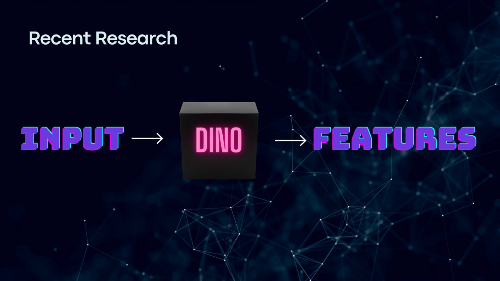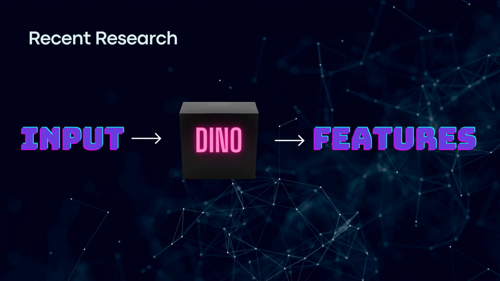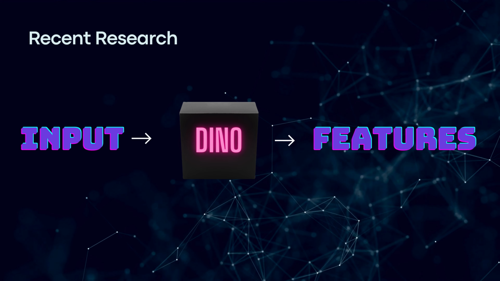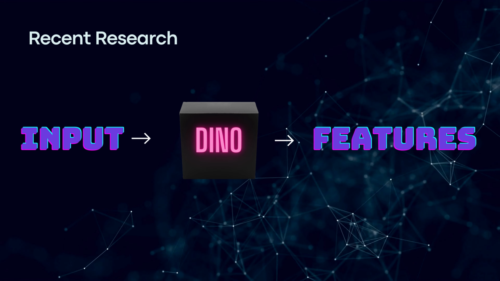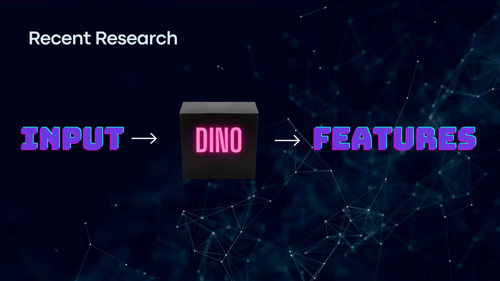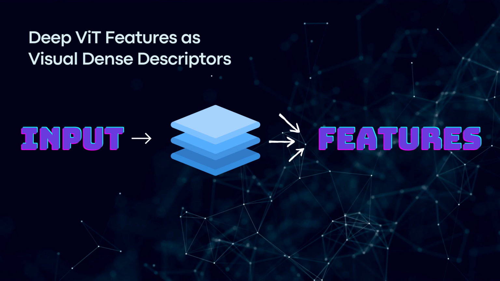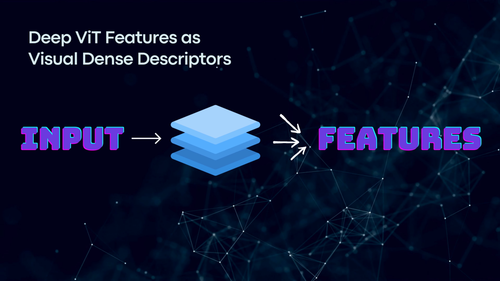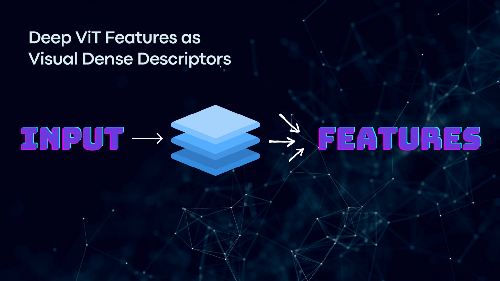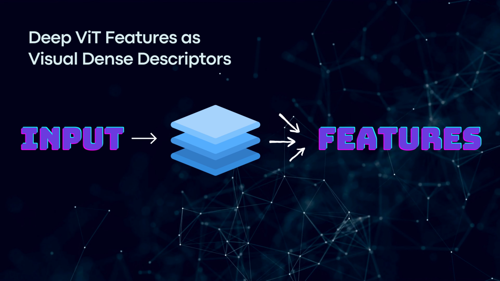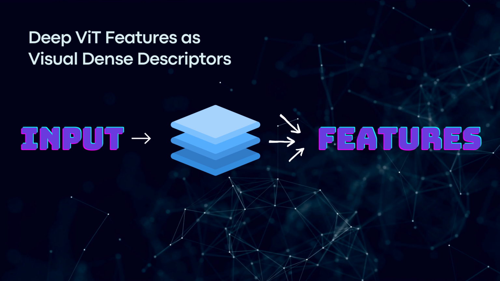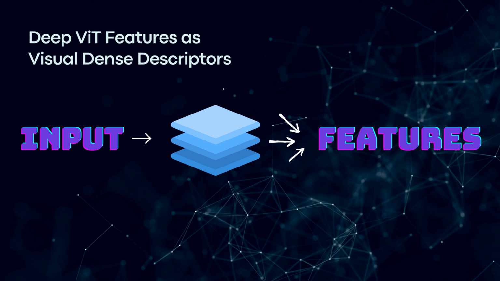Recent research treats the pre-trained Dino network as a black box. This means that usually the features extracted from the last layer are considered. This paper examines the deep vision transformer features across layers and dives into the different facets inside each layer, which includes the keys, values, and queries of the attention layers.